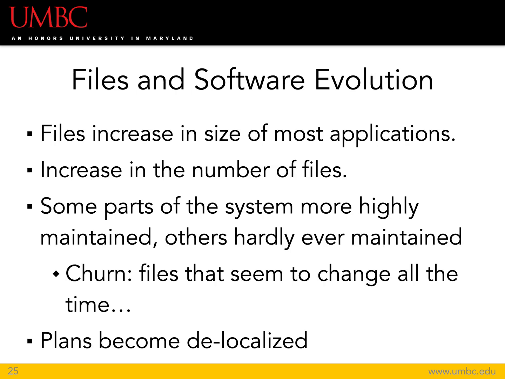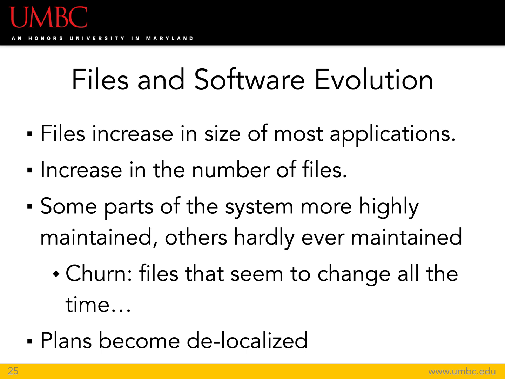For example, files increase in size in most applications, and you have an increase in the number of files in most applications. Some parts of the system end up massively churning, lots and lots of maintenance, and other parts of the system are hardly ever maintained. Churn being a word to refer to files that seem to change every time you have to make any kind of a plan or any kind of a change to the software system.